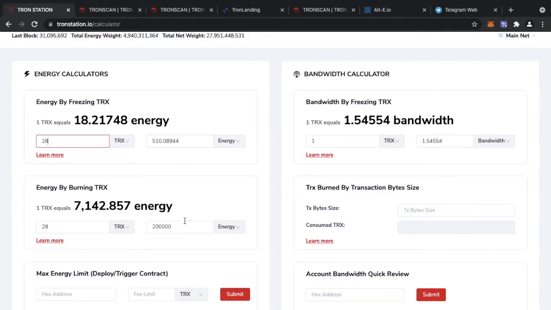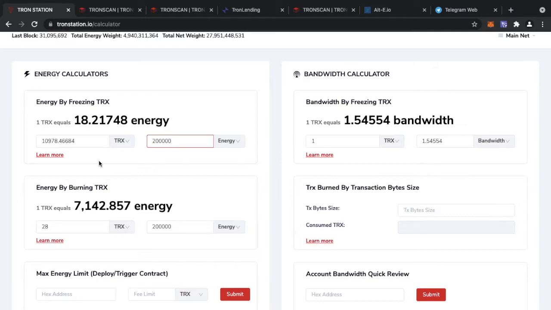So to get the same amount of energy, which is 200,000, you would need to freeze just under 11,000 Tron. If you were to freeze 11,000 Tron, that would give you 200,000 energy, and that would mean you could probably do 2 or 3 transactions on a daily basis, which is the goal. So the goal is to freeze as much Tron as possible and to get energy.